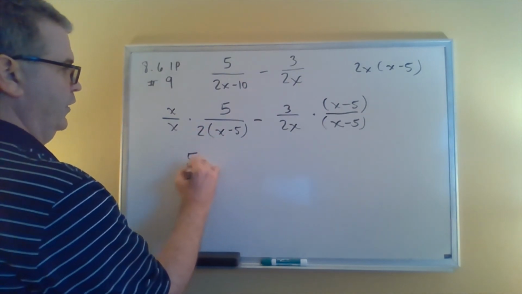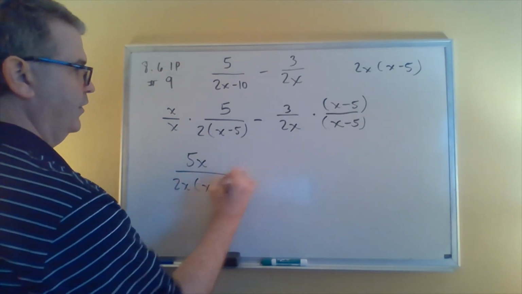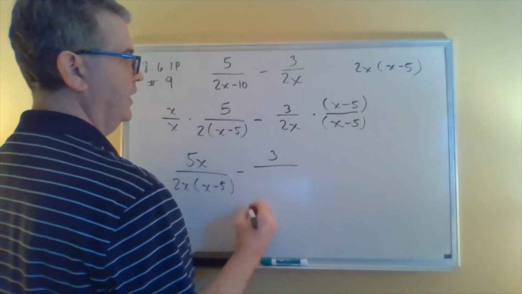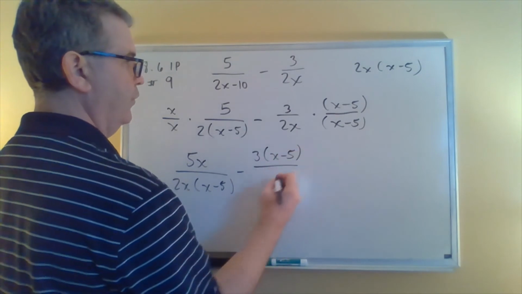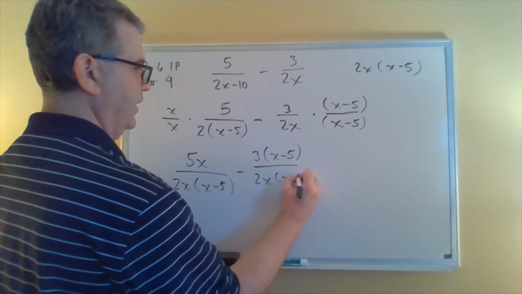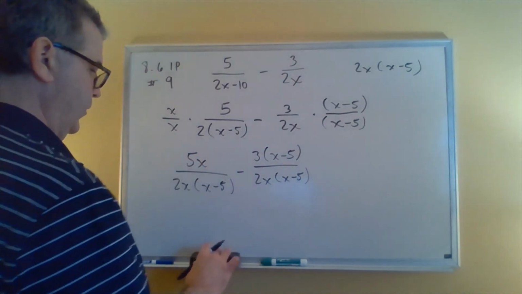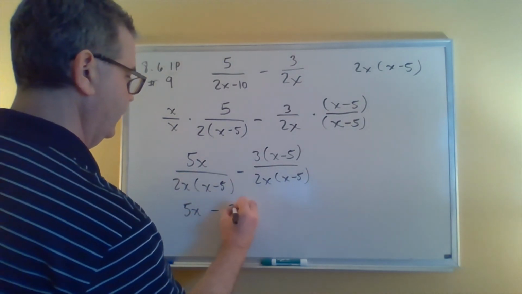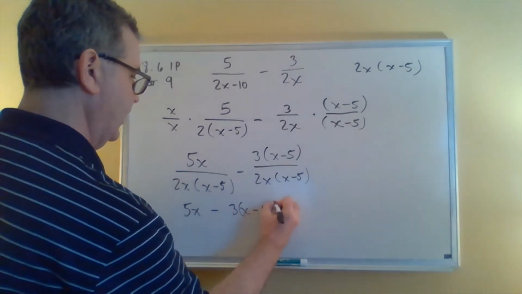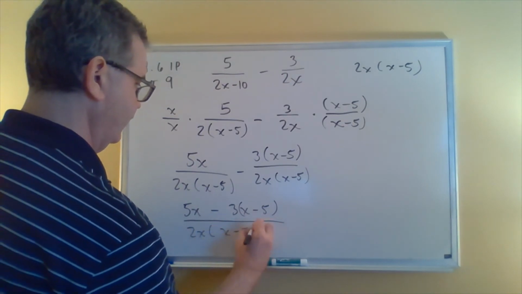Top, my new numerator over here will be 5x. Over here I'm going to have 2x, x minus 5. I'm going to subtract from that 3x minus 5 over 2x, x minus 5. All right, so I do have a common denominator now. Now I need to combine my numerators, keeping my new common denominator. So I'm going to end up with 5x minus 3x minus 5 all over 2x, x minus 5.